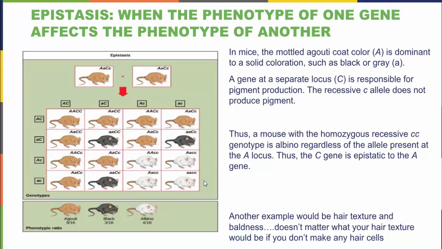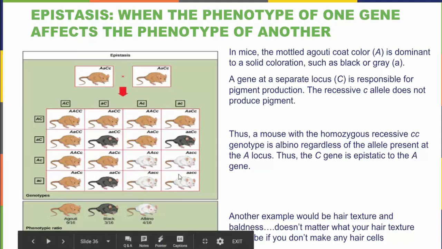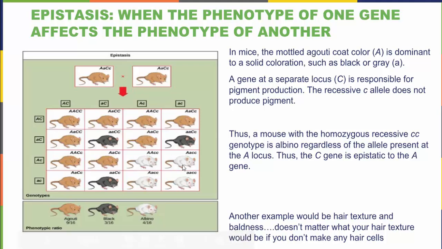And some of them are supposed to have that patchy coloring, that mottled agouti coloring here, but they show up as white. They don't show up as this patchy brown color because they're albino mice. They don't produce any pigment, so it doesn't matter if the pigment they were supposed to produce was mottled, or if they were a solid black or gray color.